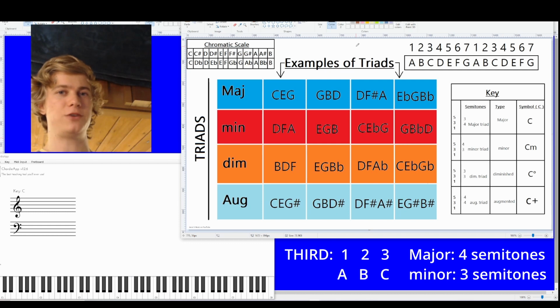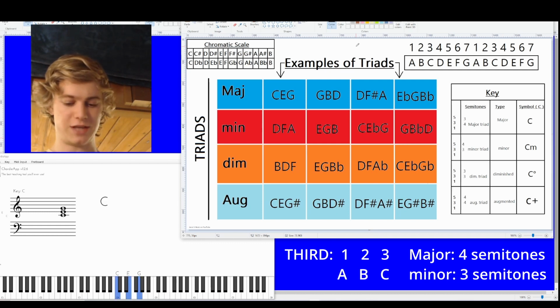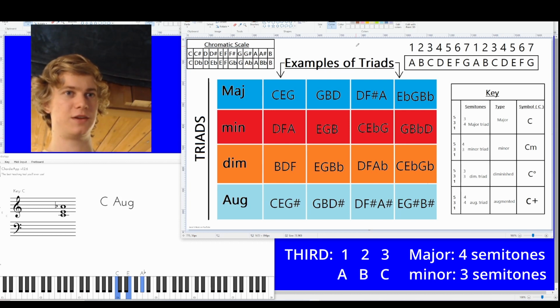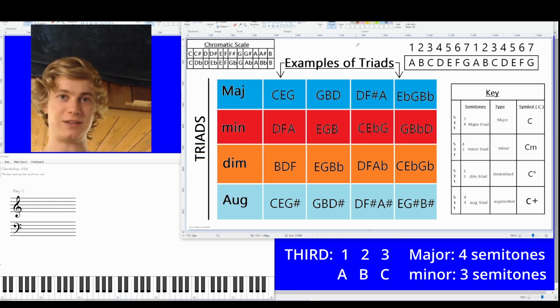Next, if we have a major triad and we want to change it into an augmented triad, we just have to take that last note and raise it by a half step. So now we have what they're calling an A flat, but it's the same thing as G sharp. So we have a C, E, and G sharp, which means that we have a major third here, and we have a major third here, stacked on top of each other, C augmented.